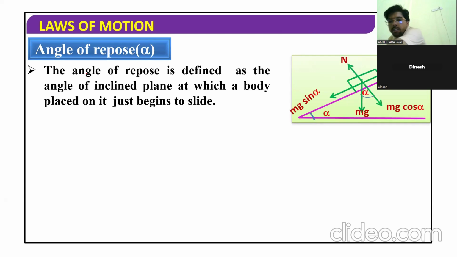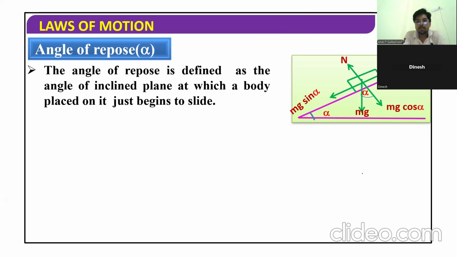Like, for example, this is the inclined plane. This angle is made by the inclined plane. If I keep this object on it and I increase the inclination of the inclined plane, the angle at which this object begins to slide is known as the angle of repose. You can do this experiment at your home.